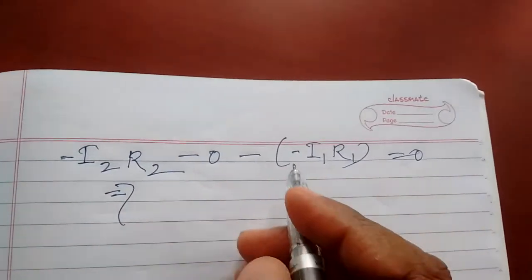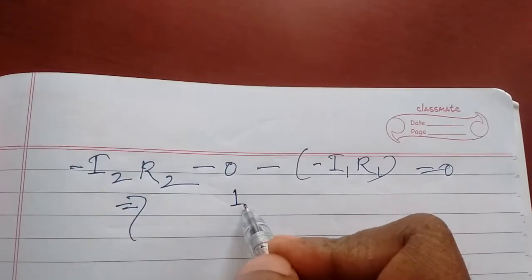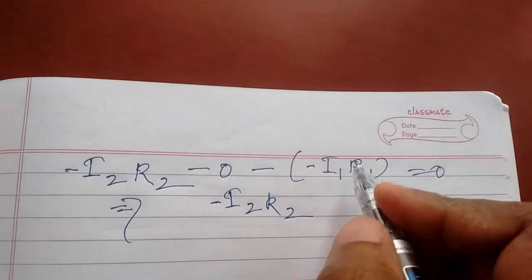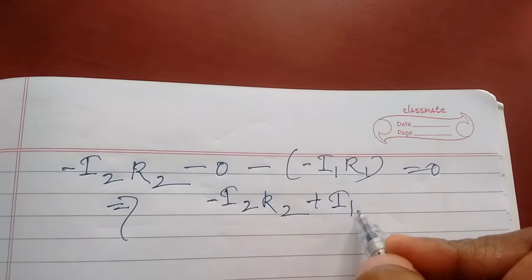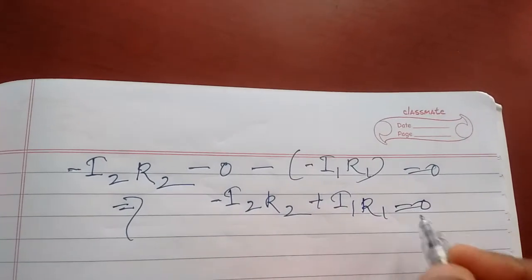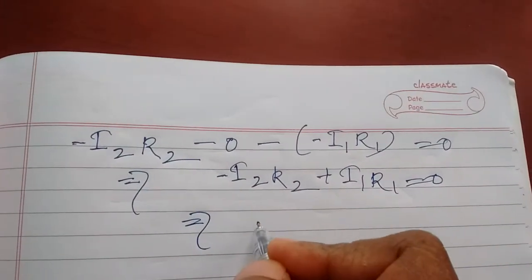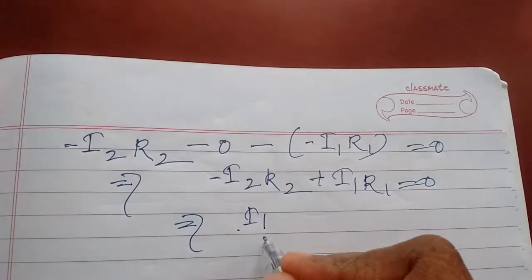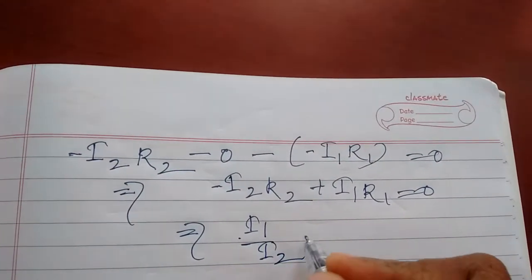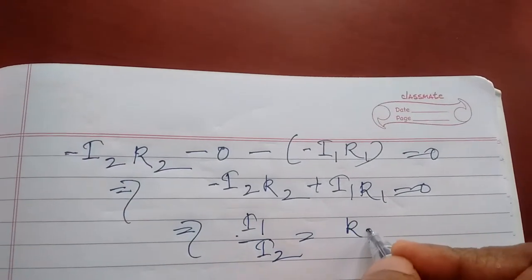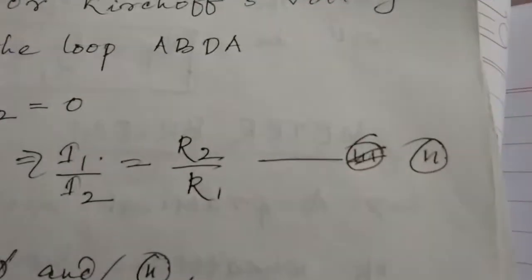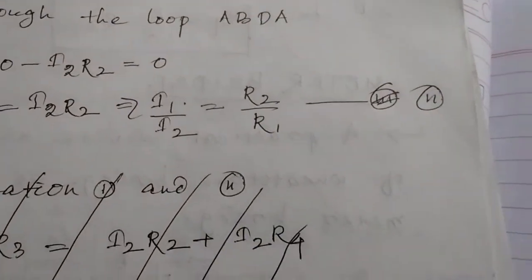Now minus I2 R2 plus I1 R1 is equal to 0. This implies I1 by I2 is equal to R2 by R1. This is equation 1. Here we see I1 by I2 is equal to R2 by R1.